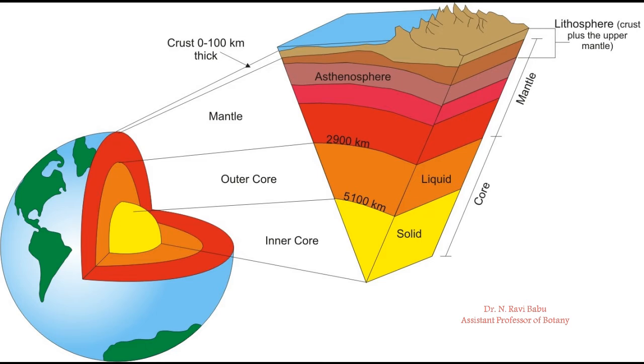Now, there are three groups. Number one is metamorphic rocks. Metamorphic rocks are formed by heat and/or pressure from pre-existing rocks.